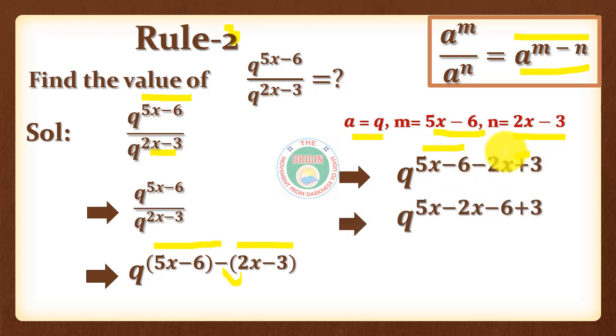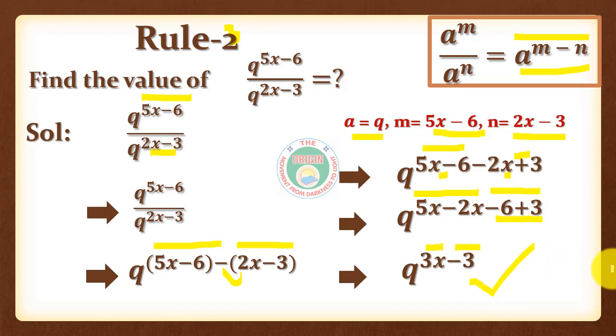Now separate the like terms. 5x terms, 5x and minus 2x like terms. Minus 6 plus 3, 2 are like terms, that is numbers. Next, you can add the like terms. 5x minus 2x is 3x. Minus 6 plus 3 is minus 3. So here condition is when 2 or more numbers are having the opposite signs, then you can subtract it, and the resultant should get the sign of the biggest number. So that is why here bigger number is 6, though resultant is minus 3. So q power 3x minus 3 is the answer.